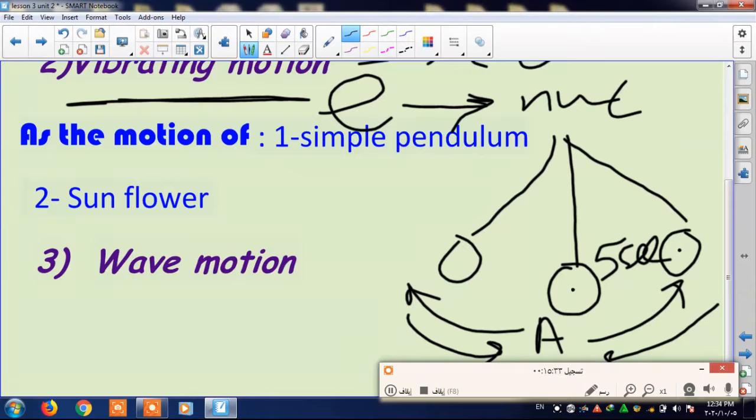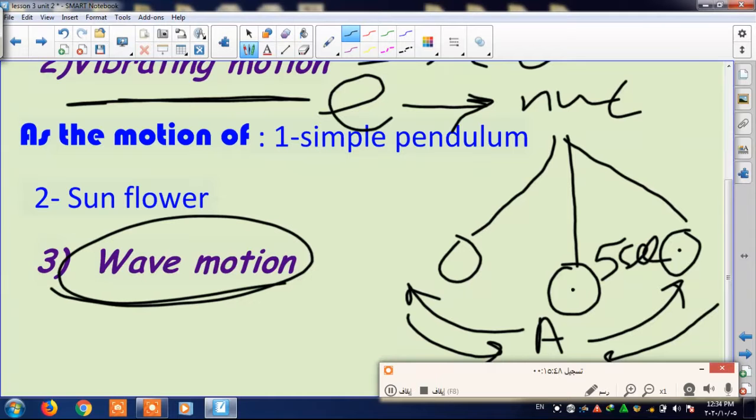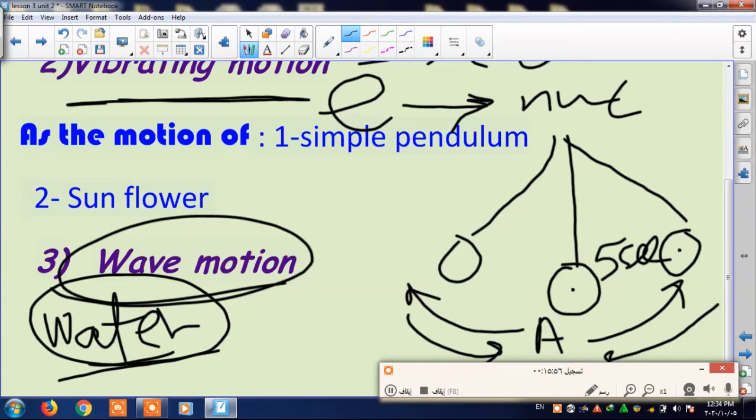So it is a periodic motion because it repeats itself in equal intervals of time and doesn't have an initial or end point. The third and last type of periodic motion is the wave motion. Like what? Like the motion of the water wave. It is the wave motion.